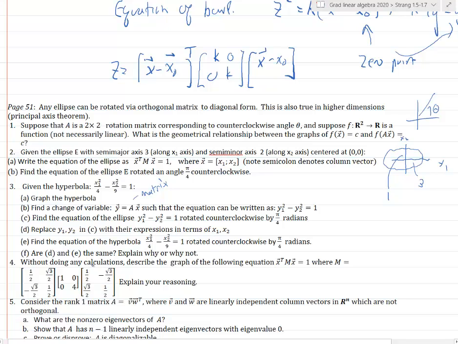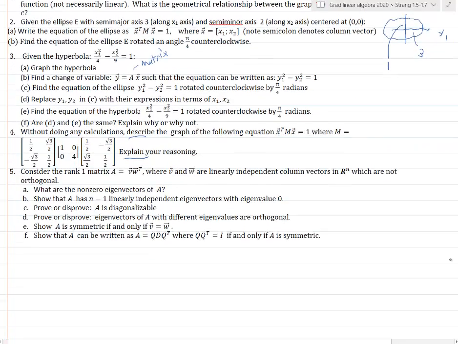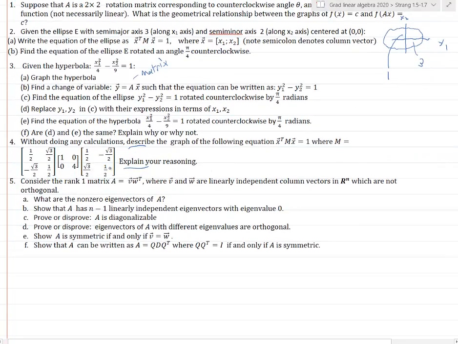All right. Number 4: without doing any calculation, describe the graph of the following equation, x transpose M x equals 1, where I have this matrix here, a product of 3 matrices. Explain your reasoning, how you understand what this graph looks like without doing any calculation. Here it's very important that you describe and explain your reasoning. How do you know that that's the answer?